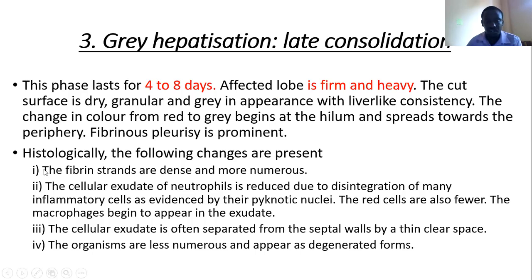due to disintegration of many inflammatory cells, as evidenced by pyknotic nuclei. We also have a reduction in the red cells. The erythrocytes are also reduced, and the macrophages begin to appear. The cellular exudate is often separated from the septal wall by a thin clear space, and the organisms are less numerous and appear as degenerated forms.